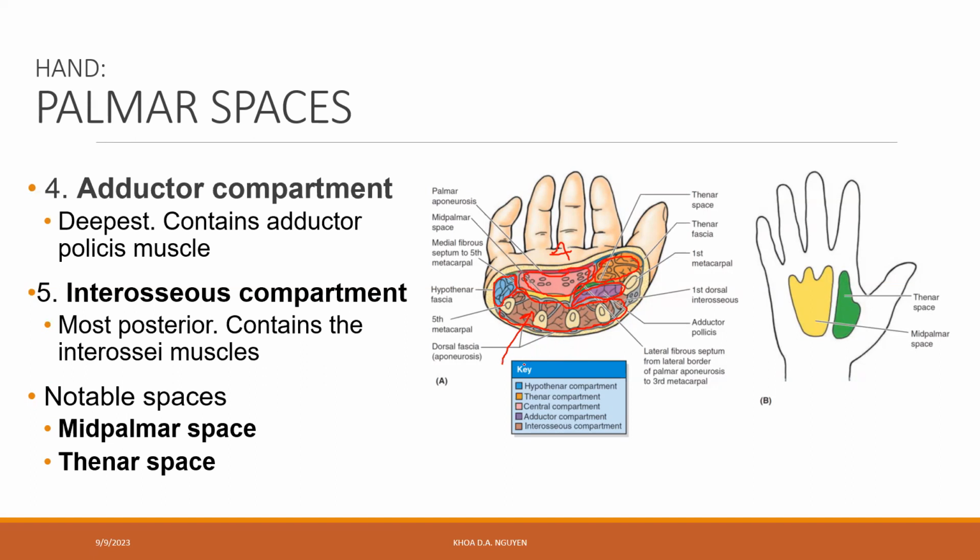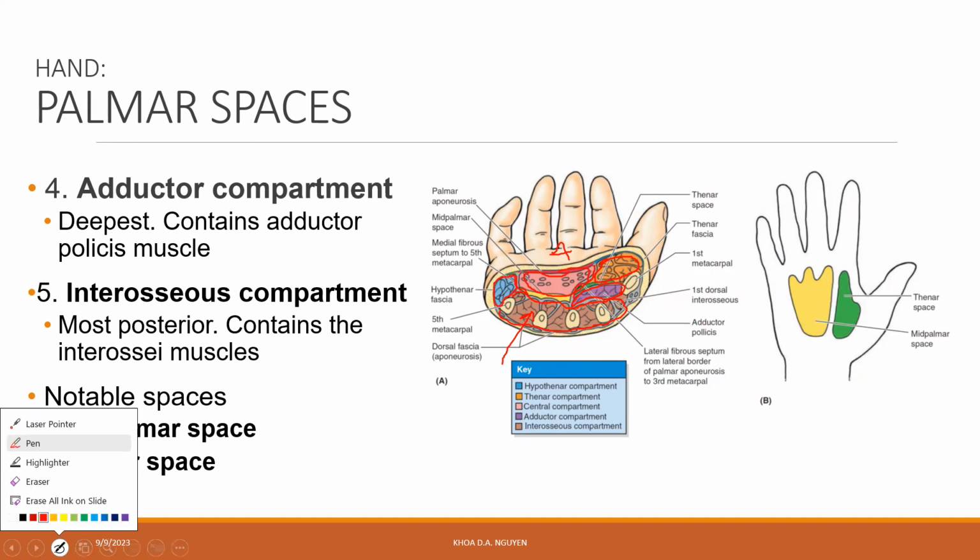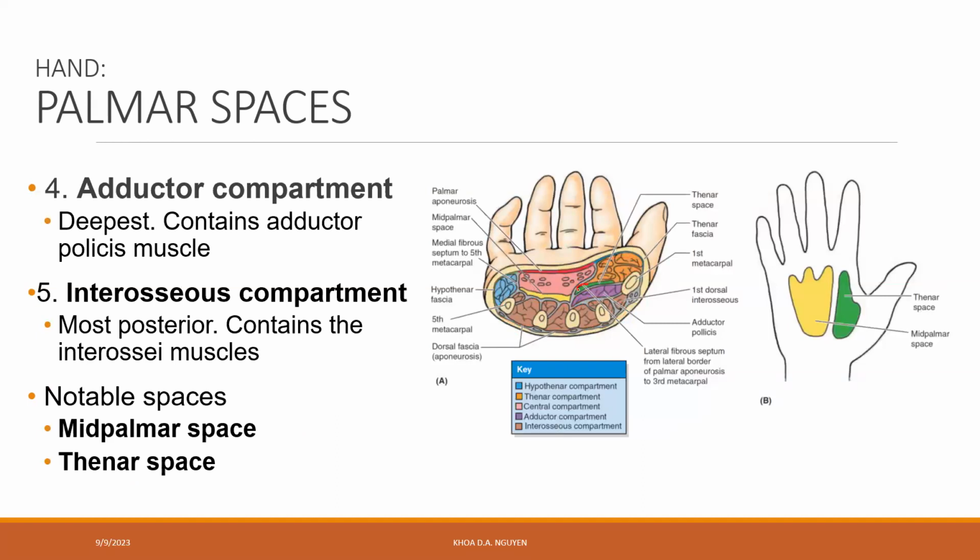Now, you also have these two notable potential spaces that are present on the palmar surface of the hand. One is this green space right here. That's called the thenar space, and it's between the thenar compartment right here and the adductor compartment. And then the second space is this space right here, which is also called the mid-palmar space. It lies between the middle compartment, the central compartment, if you will, and the interosseous compartment right here.